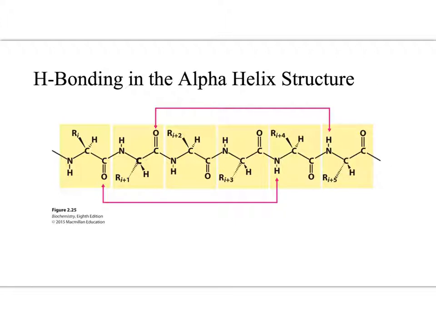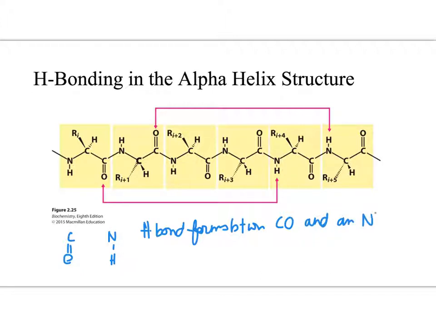So hydrogen bonding will stabilize the alpha helix structure. The carboxyl, that C double bond O that's present on each amino acid, will form a hydrogen bond with the amino group, that NH group, and it forms it with the residue, or the amino acid, that's 4 residues away. So the H bond forms between that CO and an NH that is 4 residues away.